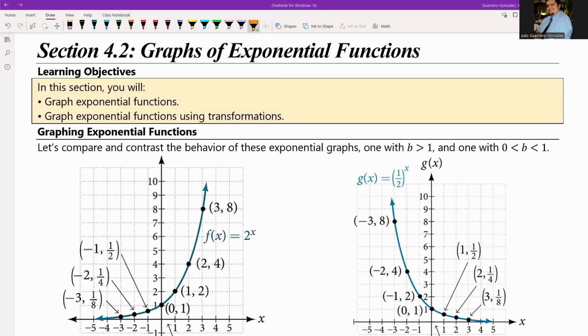Hello everyone, this is the lecture for section 4.2, Graphs of Exponential Functions. So in this section, we're going to cover exactly what the title says, Graphs of Exponential Functions. Turns out, much of the stuff that we all learned in chapter 1 is still completely applicable here, okay?